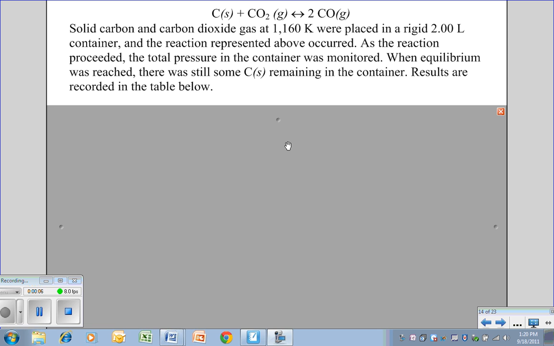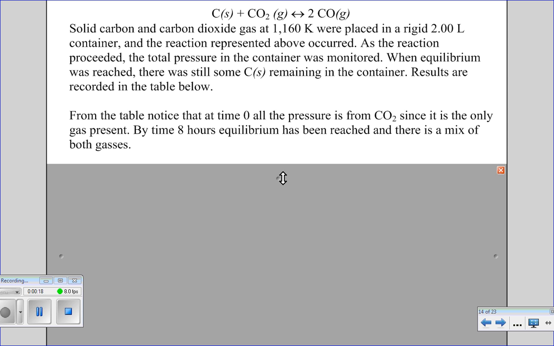Class AP style problem gives us a system with a gas and a table of values. Instead of reproducing that whole table, I want to point out, as you can look at yours, that you've got to notice two things. At time zero, all the pressure happens to be the carbon dioxide, because that's what we started with.